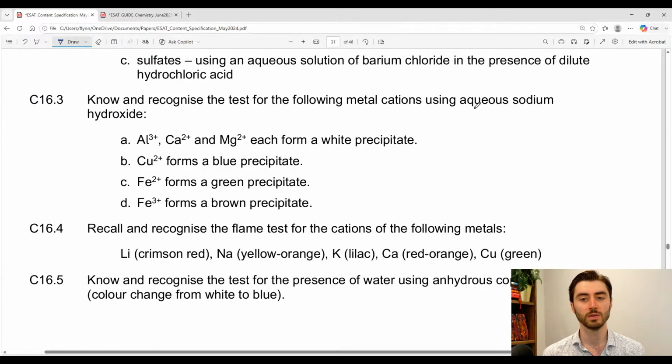Positive ions, you can use aqueous sodium hydroxide to get specifically colored precipitates, or you can use a flame test. Yeah, not a bother at all.